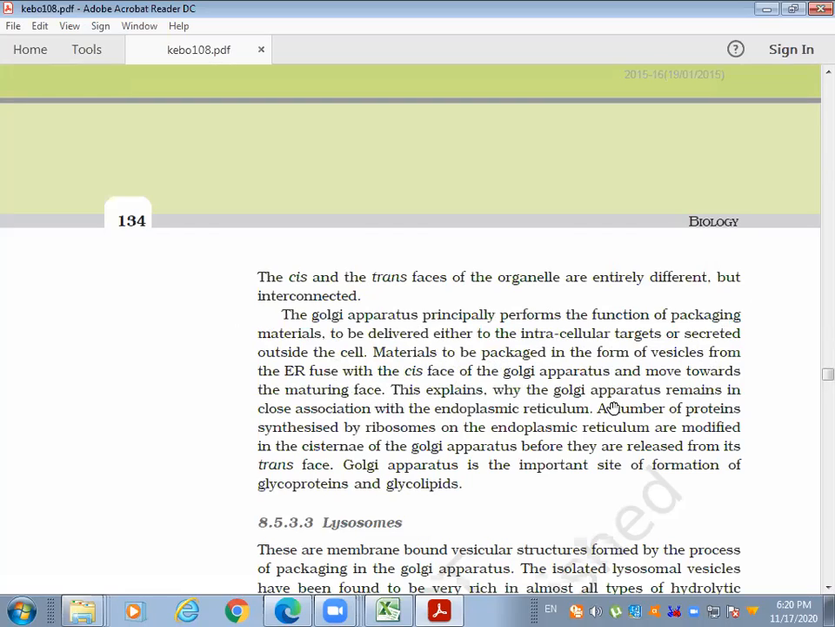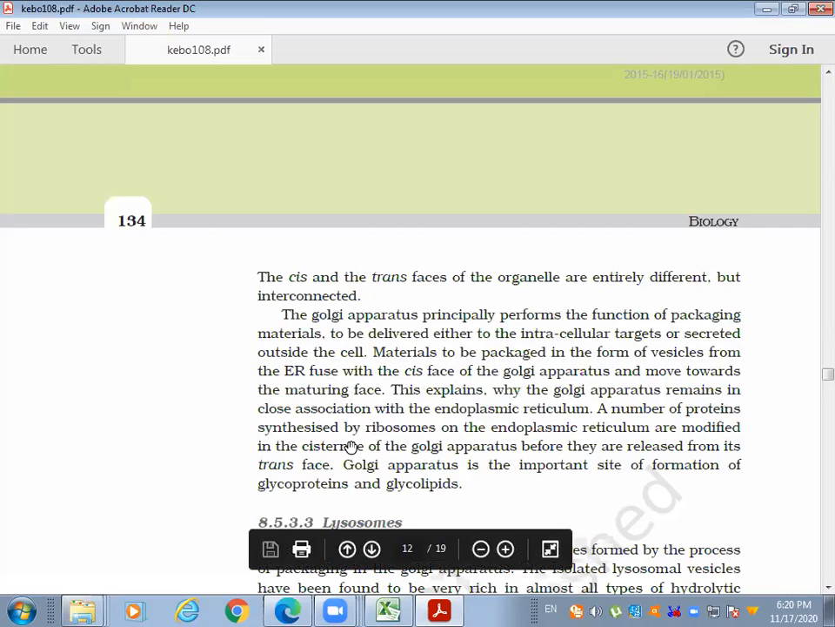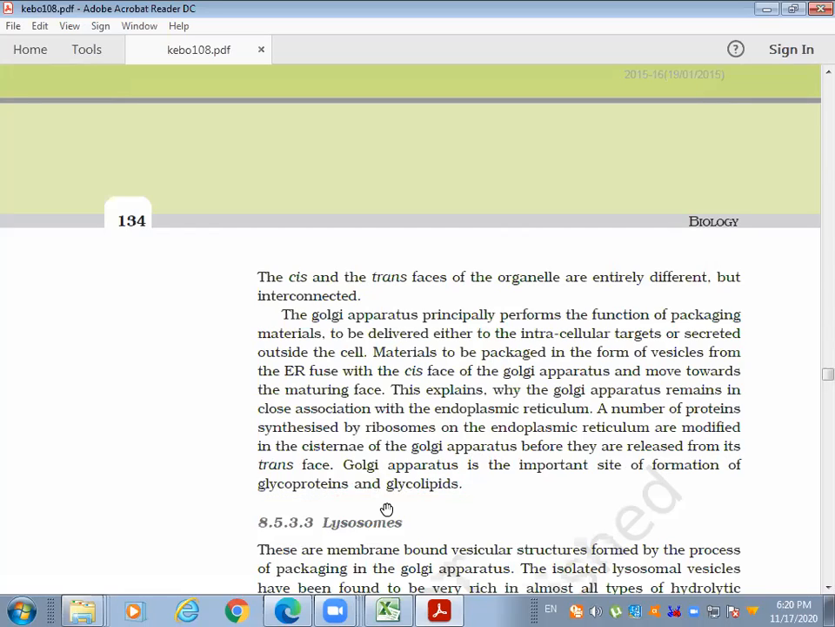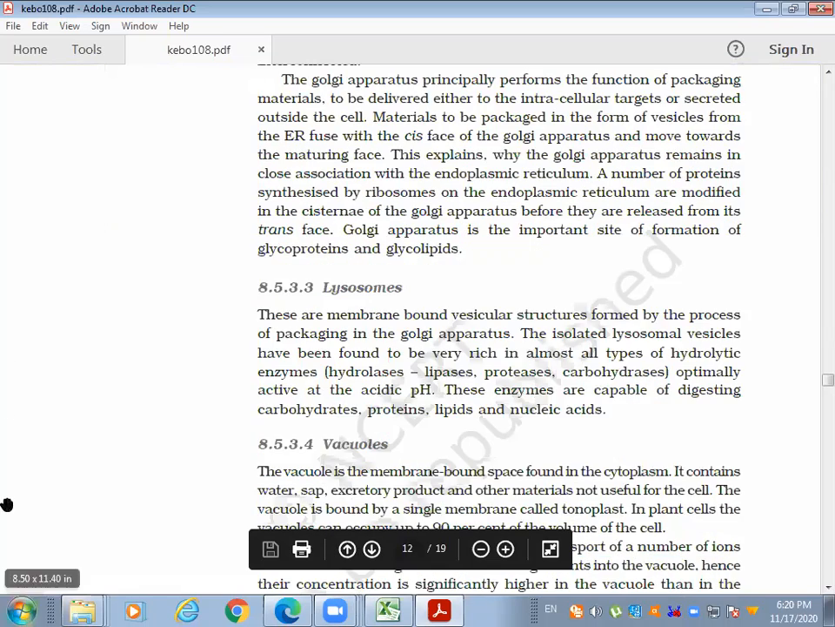This explains why the Golgi apparatus remains in close association with the endoplasmic reticulum. A number of proteins synthesized by ribosomes on the endoplasmic reticulum are modified in the cisternae of the Golgi apparatus before they are released from its trans phase. The Golgi apparatus is an important site of formation of glycoproteins and glycolipids.